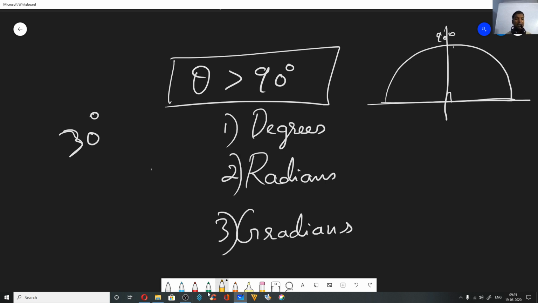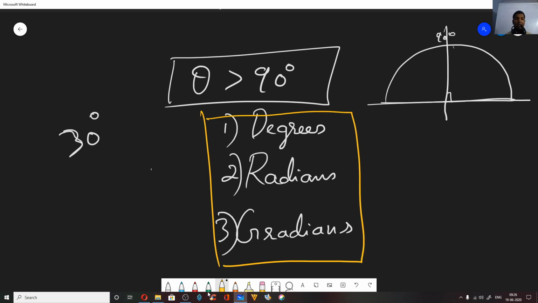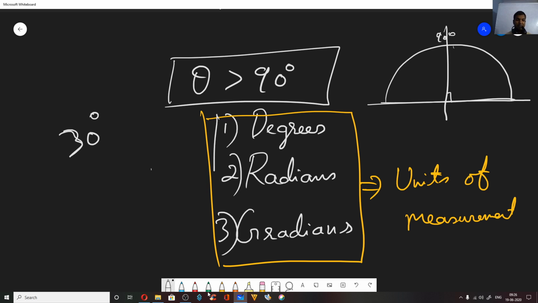All these three are units of measurement of your angle. Most of the time we'll be using the first two, degrees and radians. Degrees is a unit of measuring angle, and radians and gradients are also units of measuring angles. So he'll mention these two words, don't get confused. Now what is the relation between degrees and radians? We'll see that.